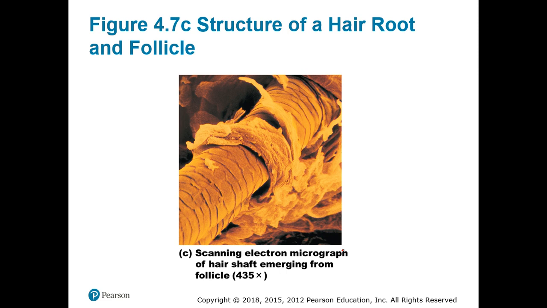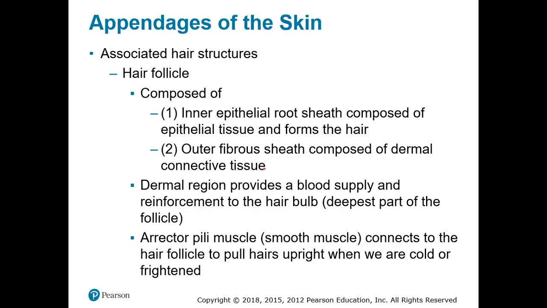Here is a scanning electron micrograph image of the hair, and you can see that it is layers of just flattened dead cells that do slough off. The next appendage that we're going to talk about is specifically the hair follicle, the part that creates or holds hair. Hair follicles are composed of two major parts. The first is your inner epithelial root sheath. This again is made up of epithelial tissue and forms the hair specifically. Everything outside of it is called your outer fibrous sheath, and this is going to be composed of dermal connective tissue.